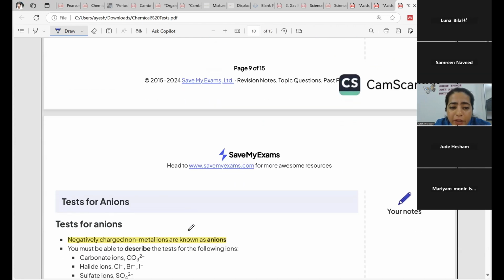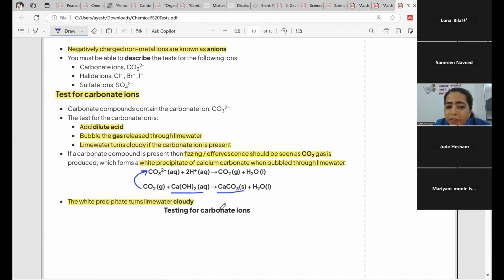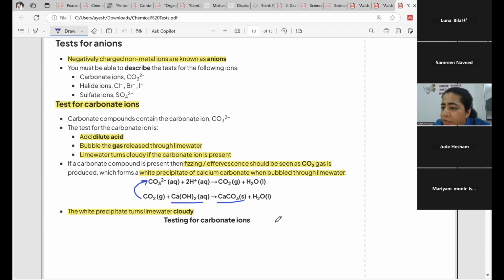Okay, let's go back to the carbonate. Carbonate test is done. Any question from this carbonate test? Anyone? Raise your hand quickly.